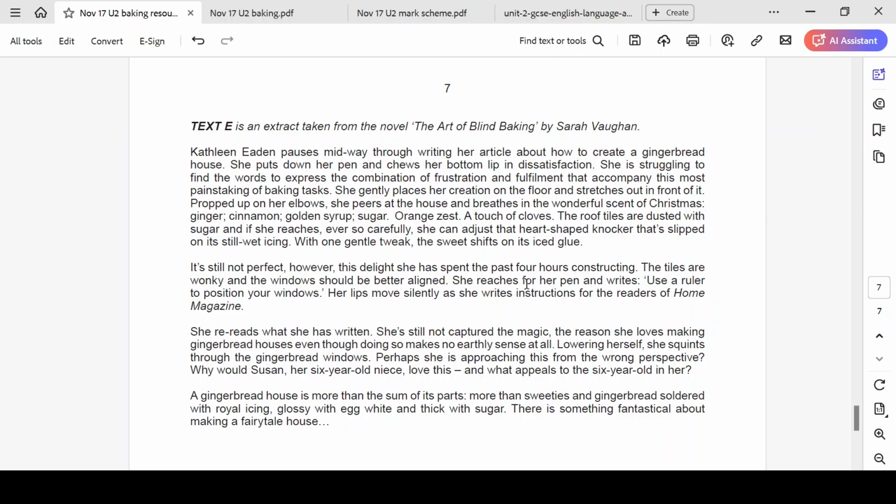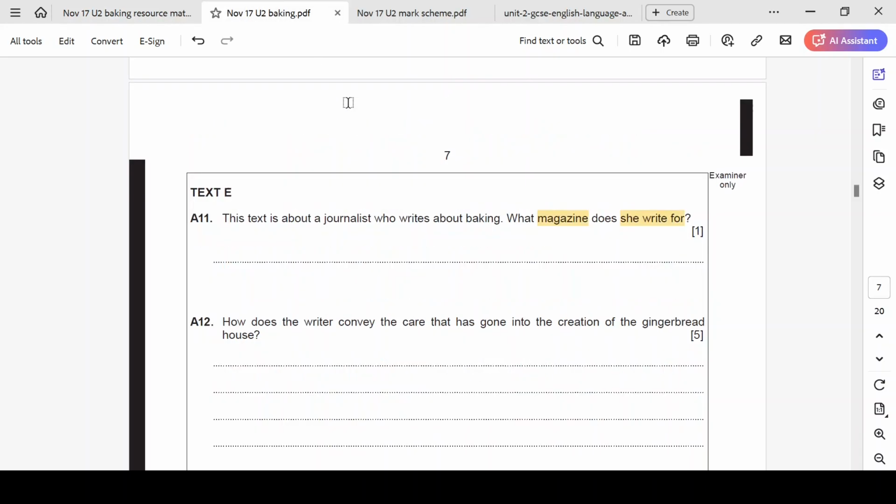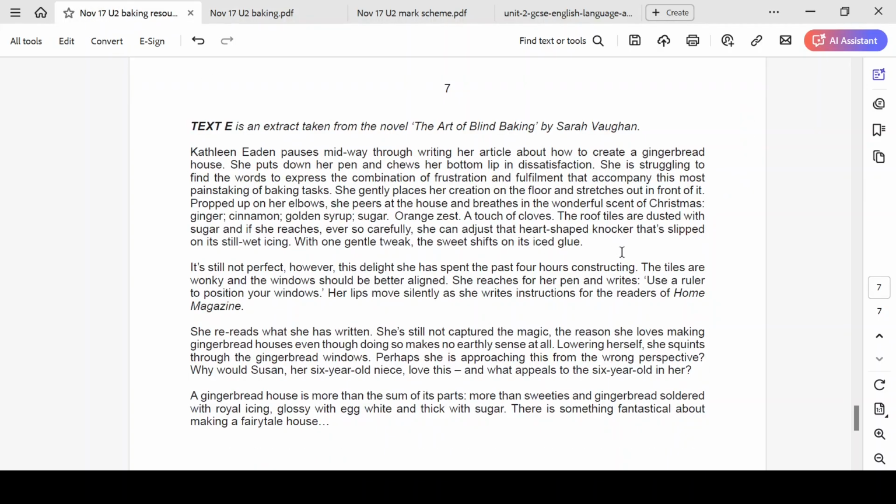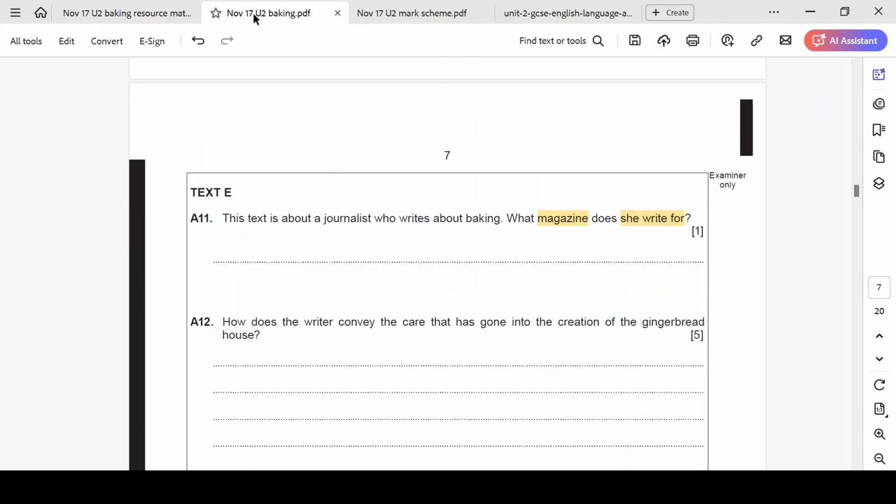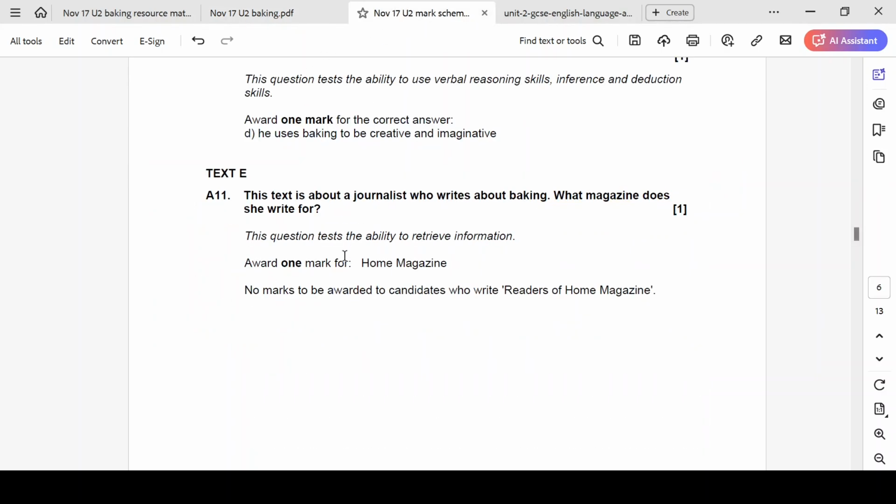Towers are wonky. Her lips are silent. She writes instructions for the readers of Home magazine. What magazine does she write for? Home magazine. There we go. So that's what I would type in. And again, I would just write the words Home magazine. It's a 1 mark question. I don't need to write a long answer. I've got room for a long answer. Check that with the mark scheme.